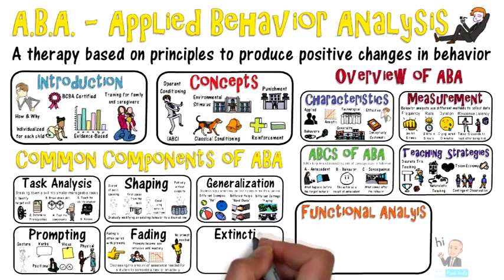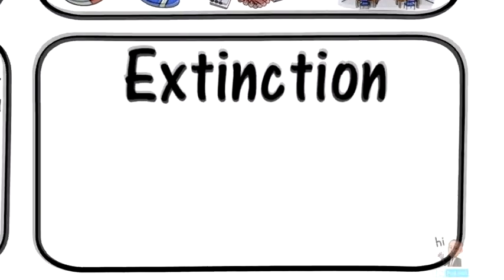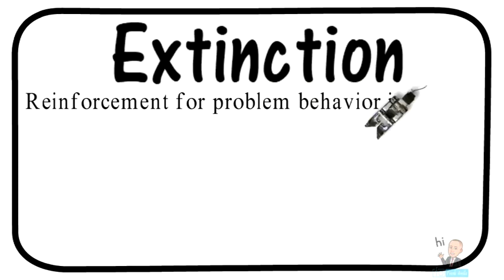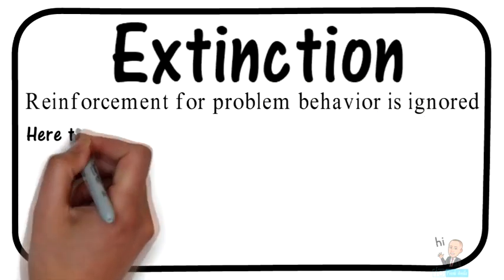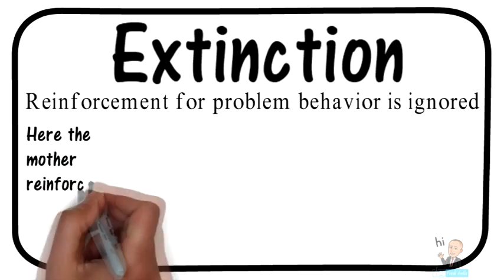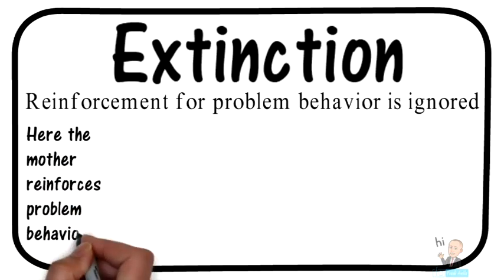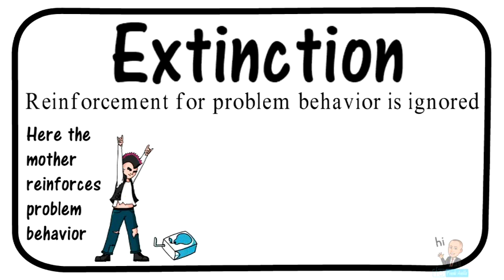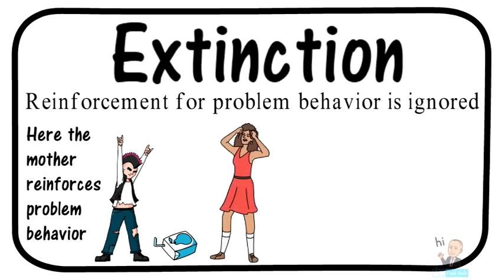So the next component is extinction. With extinction, the reinforcement for problem behavior is ignored. Here is an example of reinforcing behavior. Let's say you have a child that wants a soda instead of an apple juice. So the child throws the juice on the floor and the mom stresses out and tells the child, drink whatever you want, thus reinforcing the behavior. Instead, parents should just walk away and not give the child the soda that he wants, thereby decreasing the likelihood that it will happen again.